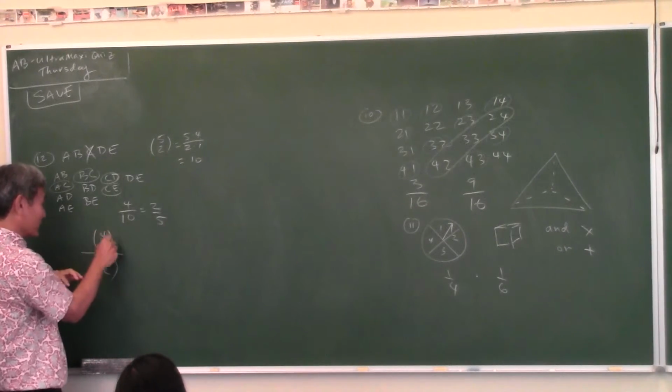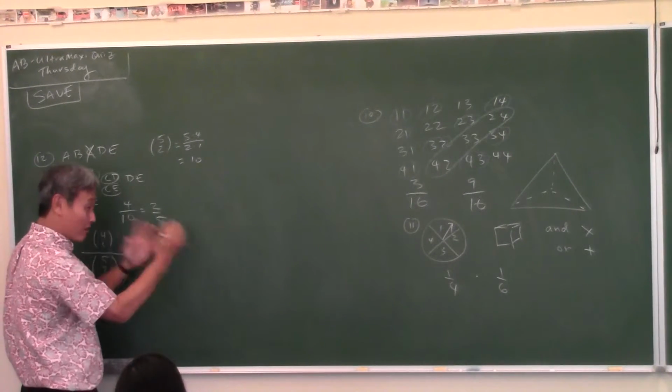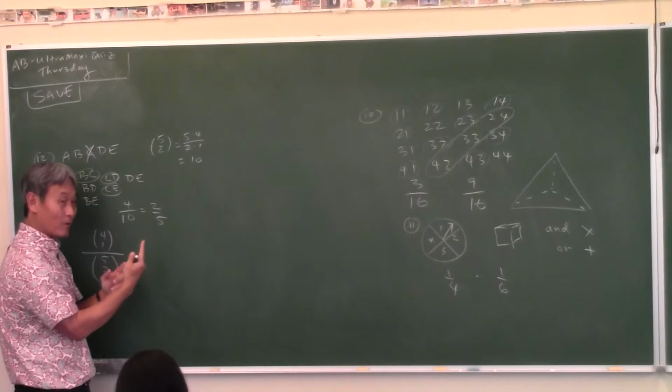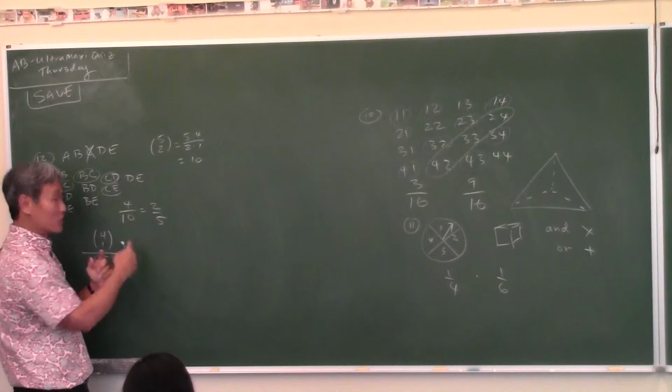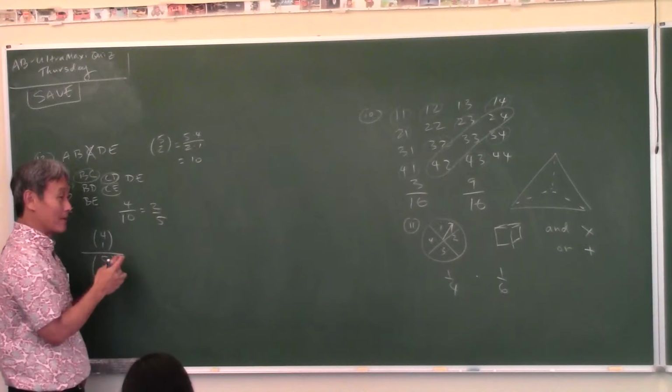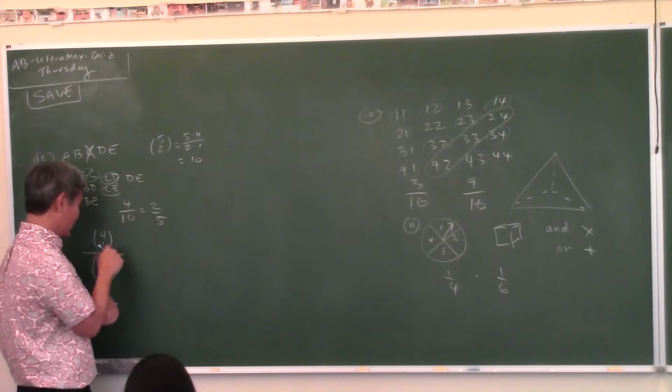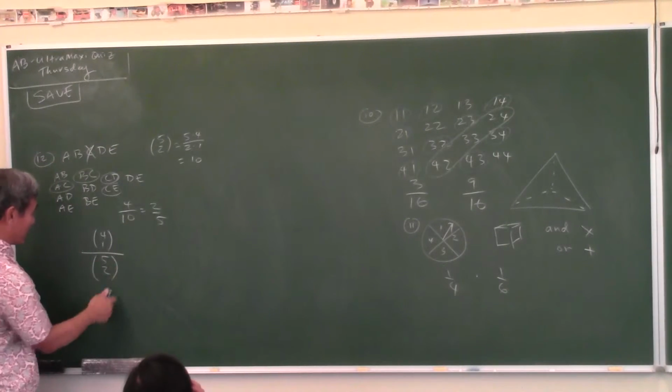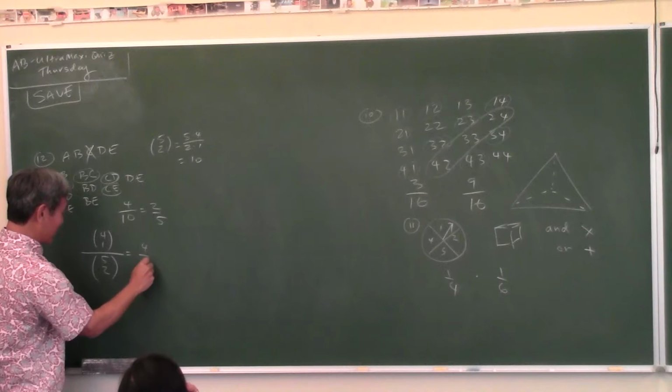4 choose 1. Because Cal is already on the committee, so that means you only need 1 more person. You get it? So out of the remaining 4 people, how many ways can you select 1 of them? 4 choose 1. And then that's the answer, which is 4 over 10, which is the same thing.